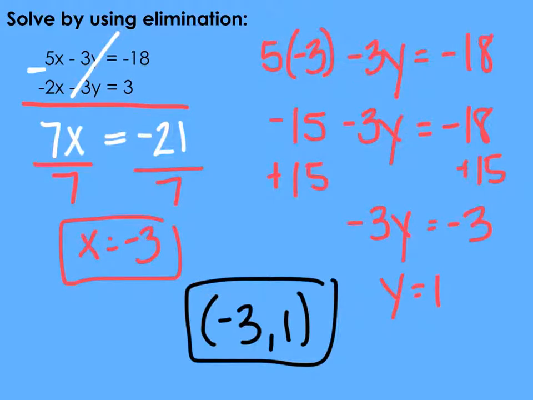You would have chosen to subtract. You remember that 5 minus negative 2, we add the opposite and we get 7x. We eventually solve and get x equals negative 3, which we then plugged back into the original equation and solved for y equals 1.